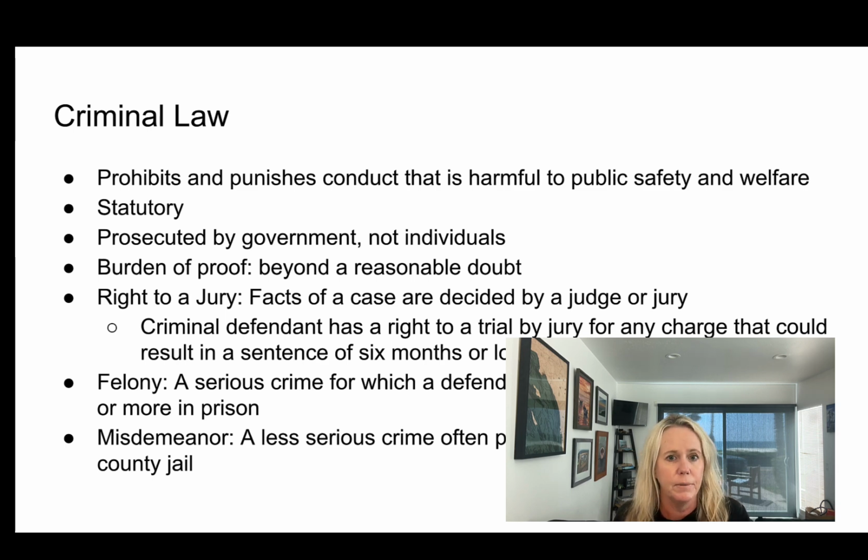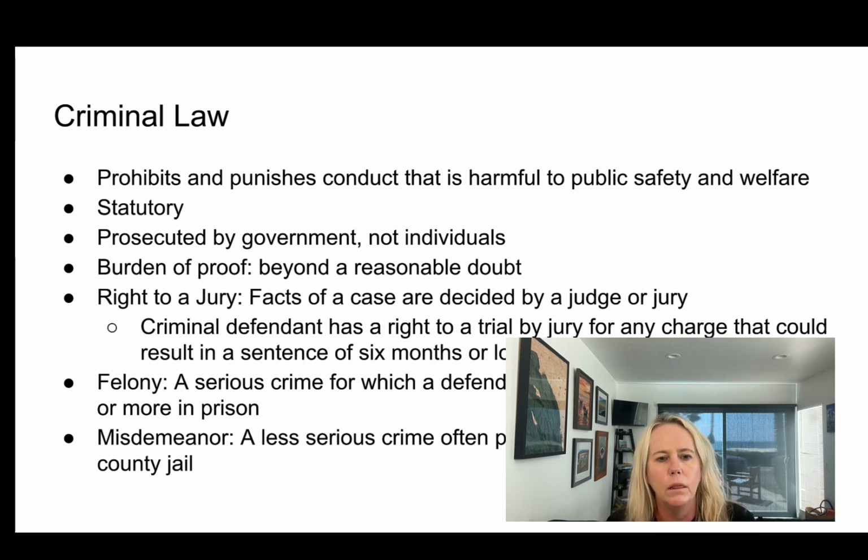So like I said, criminal law is about conduct that is so egregious that society has said we basically cannot tolerate it. All criminal law is statutory in nature. It is created by legislatures, and it is prosecuted by the government, not individuals. Again, the burden of proof is beyond a reasonable doubt, think in that scale in your head, 99.9%.